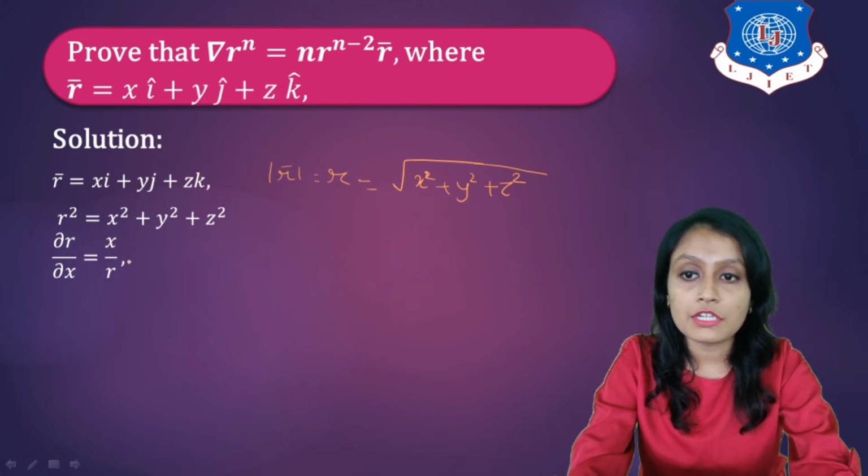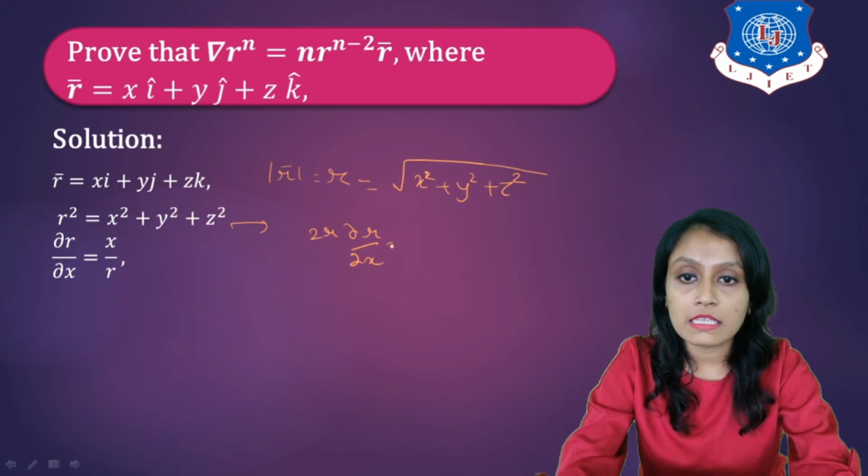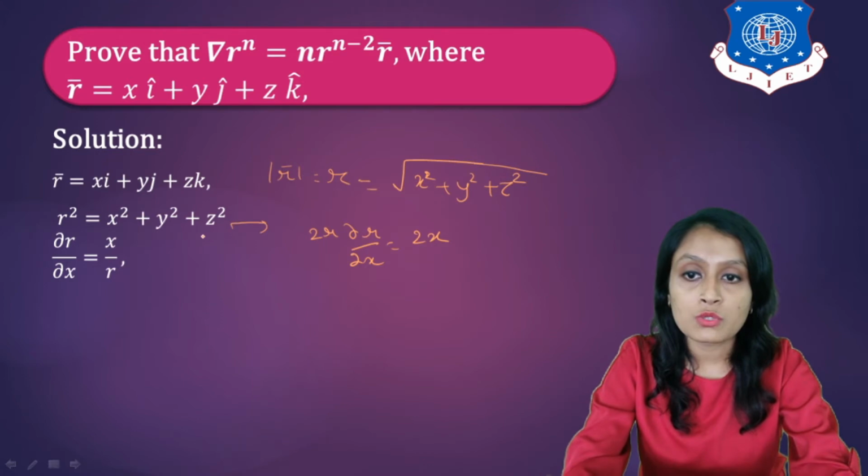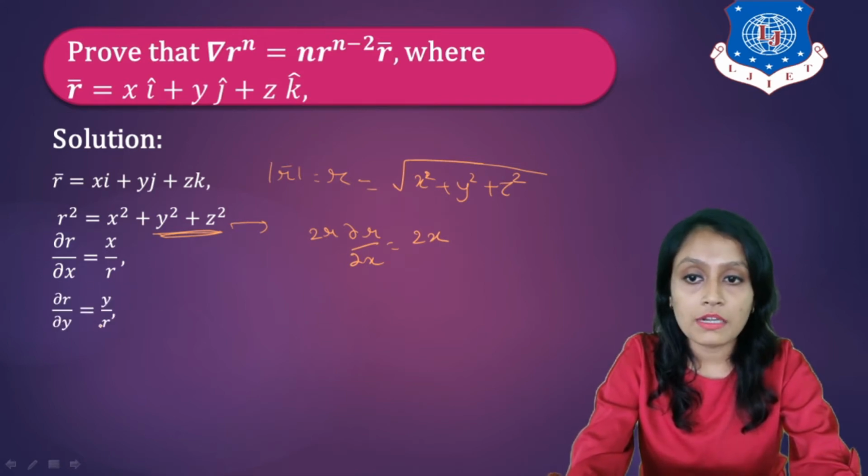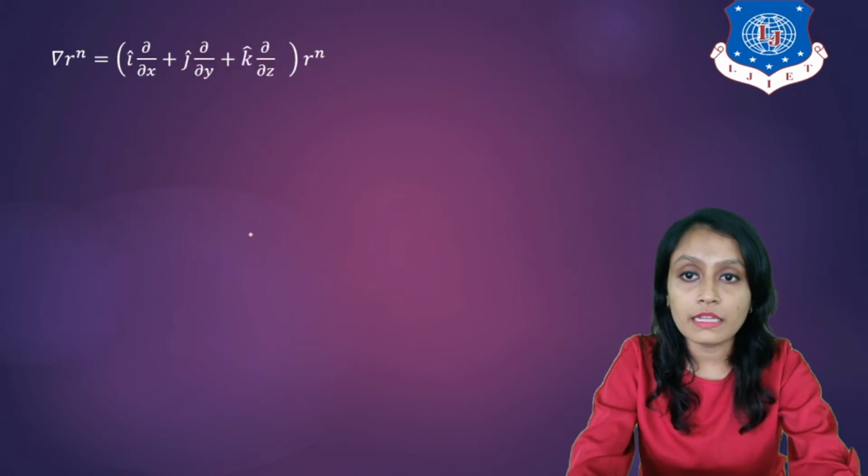So firstly differentiating with respect to x. So from this you will get 2r into del r by del x is equal to 2x. Here we are differentiating with respect to x, so y and z are constant, so derivative of these two terms is 0. Okay, so from this you will get del r by del x as x upon r. Similarly, we can find del r by del y as y upon r and del r by del z as z upon r.